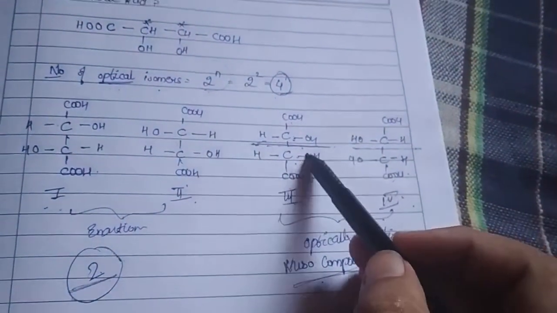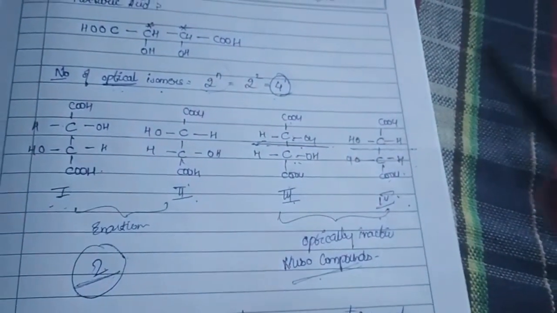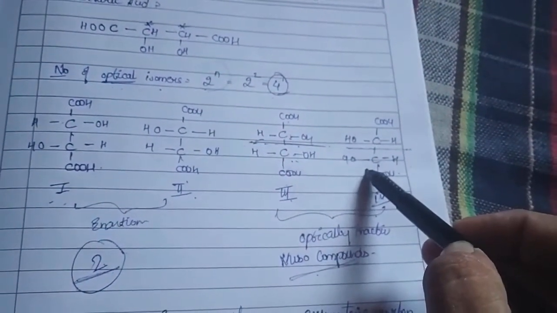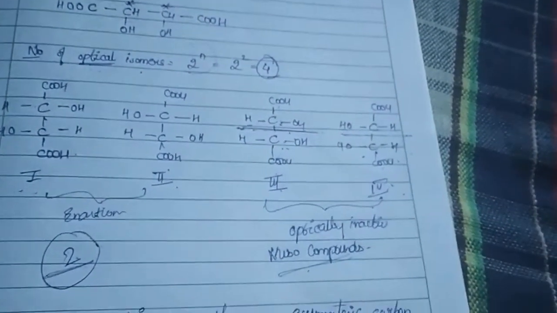Why? Because they are mirror images. Diastereomers should not be mirror images. We can't call them enantiomers because they are optically inactive. We can't call them diastereomers because they are mirror images. So we need a name for it.